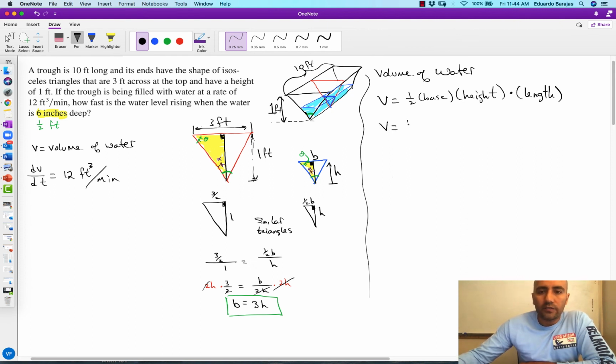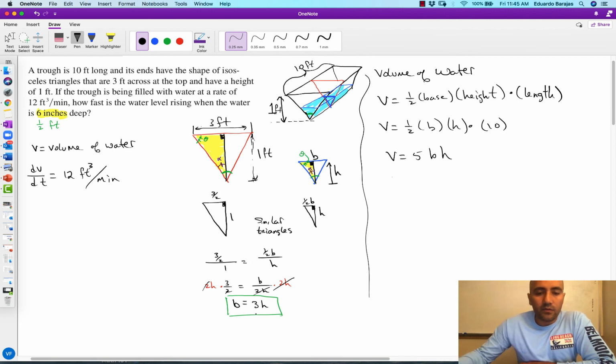So volume is equal to 1/2 times the base. Well, using this notation here, we're saying that this is the b, and then the height is h. So b times h times the length, and the length is constant. It's just 10 feet long. So if we multiply 1/2 times 10, we get that the volume is equal to 5bh. Okay, so perfectly good answer, except we have 3 variables here, the V, the B, and the H.